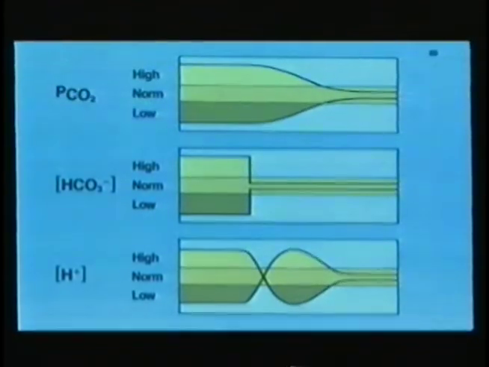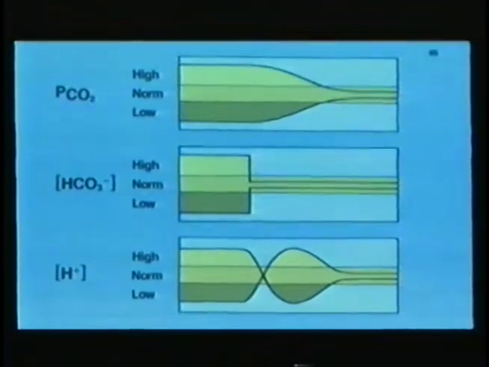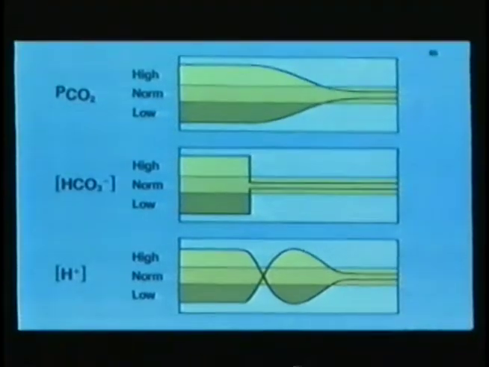65. As would be anticipated, rapid correction of primary metabolic acid-base disturbances can result in transitory respiratory disturbances.